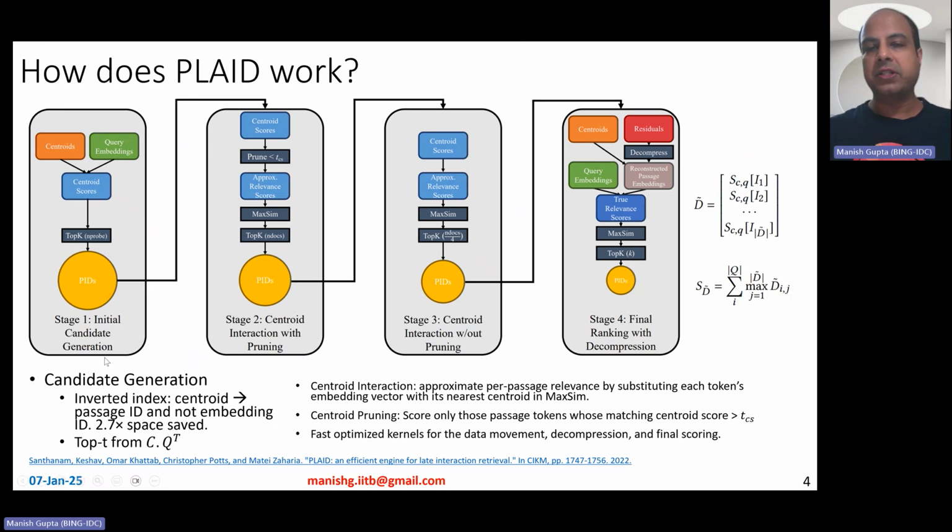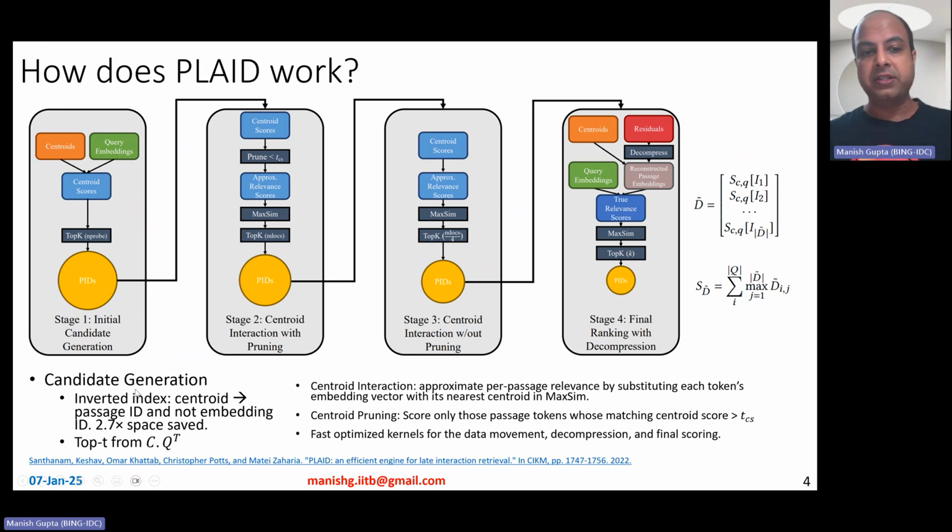So what happens in the first stage, initial candidate generation? What happens at that point? There are these query embeddings and there are these centroids. So where do these centroids come from? Of course, you have taken your passage tokens, you have computed their embeddings, you did k-means clustering like you did in ColBERT V2, and you stored them into your index, right? So that's where you get these cluster centroids. So these centroids are essentially passage token centroids, right?